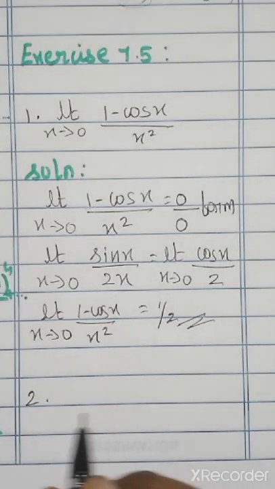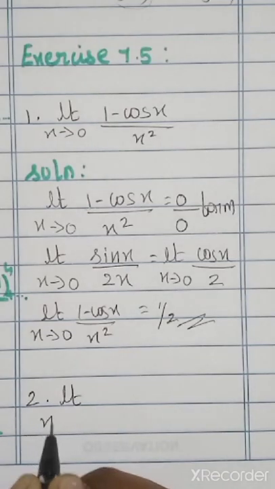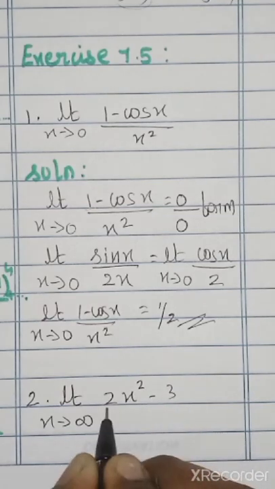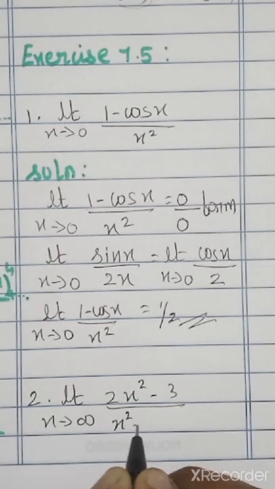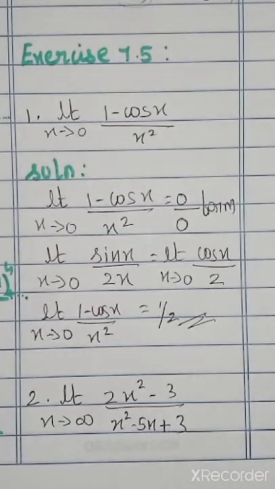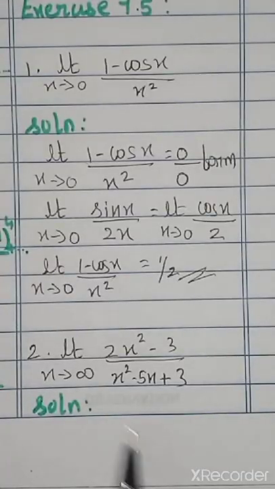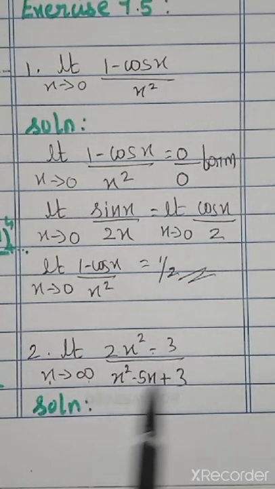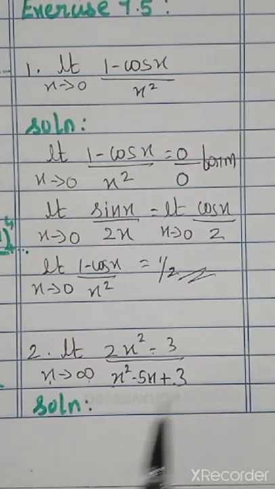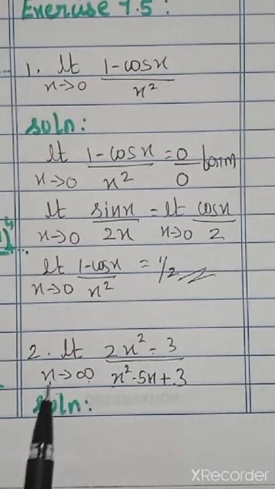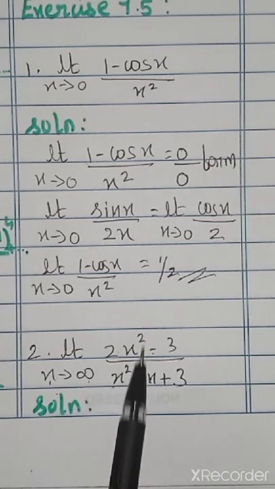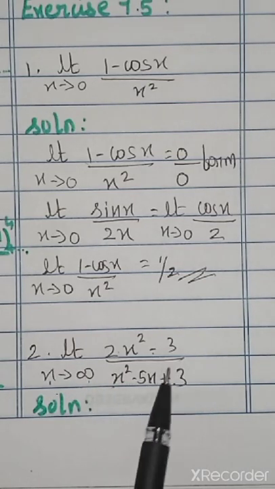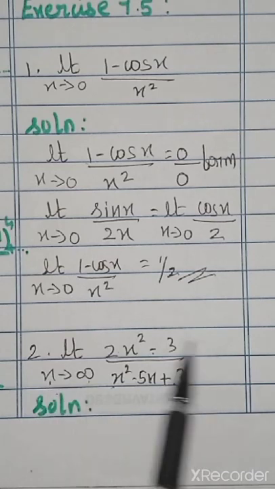Now, take your second question. Limit x tends to infinity, (2x squared minus 3) by (x squared minus 5x plus 3). Now here, the limit is x tends to infinity. So however many times you differentiate, you have to substitute x equal to infinity and that will become an indeterminate form, correct? So we have to use some other method, right?